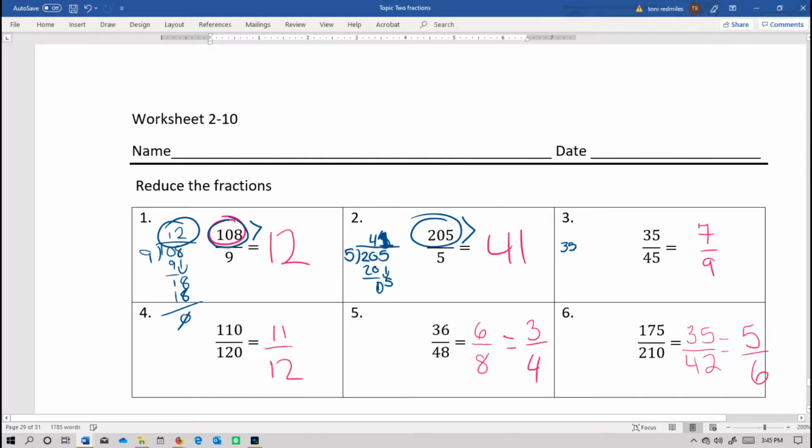So if I break down both the top and the bottom, on the top I have 7 times 5, and on the bottom I have 9, which is 3 times 3 times 5. Well, I can cross out these 5s, leaving me with 7 on the top, and 3 times 3 is 9, so 7/9. On this one, if I break down into my factors, on the top I have 11 times 10, and on the bottom I have 12 times 10. And I could break down that 12 some more, but I know 11 is a prime, so the only thing they're going to share are the 10s.